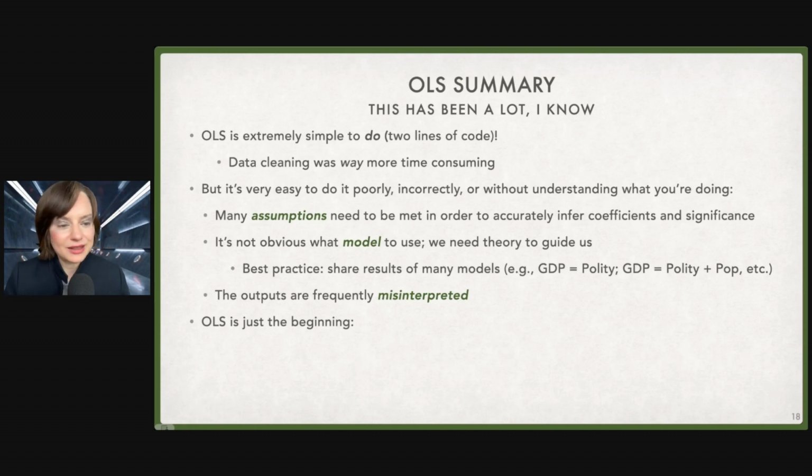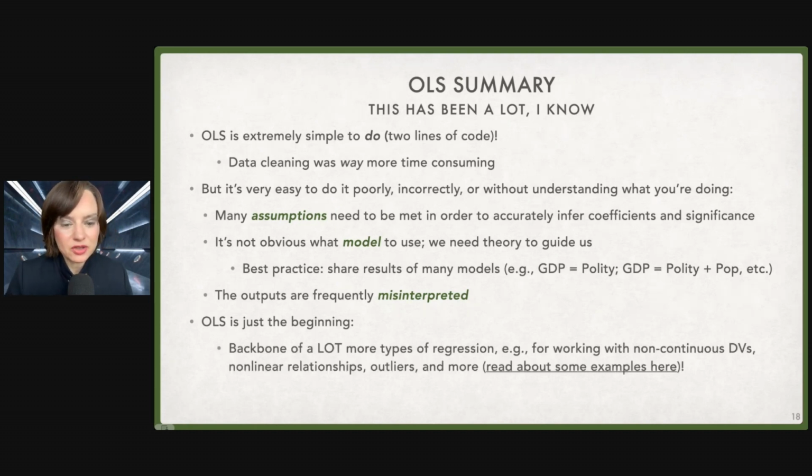And as we said at the beginning of this unit, OLS is truly just the beginning. This is really the backbone of many, many types of regression that you can go on to study. We have regressions for non-continuous DVs, like we talked about, for nonlinear relationships, special types of regression specifically for cases where there are outliers that we want to make sure to incorporate thoughtfully in our model, and a ton more. If you're feeling like this is interesting and intriguing and want to keep going, fear not. This is but the first step in a long, wonderful journey.